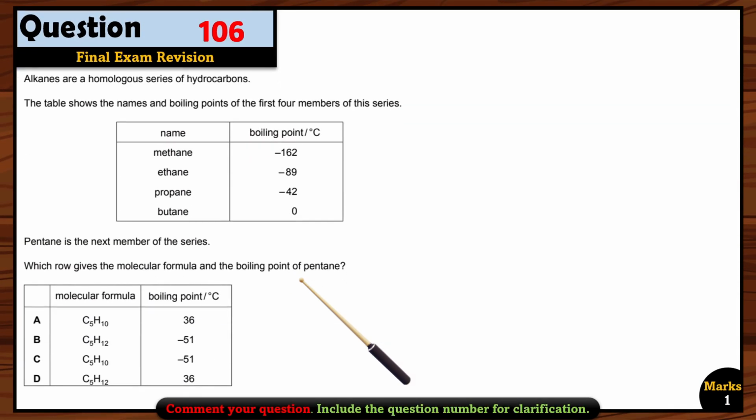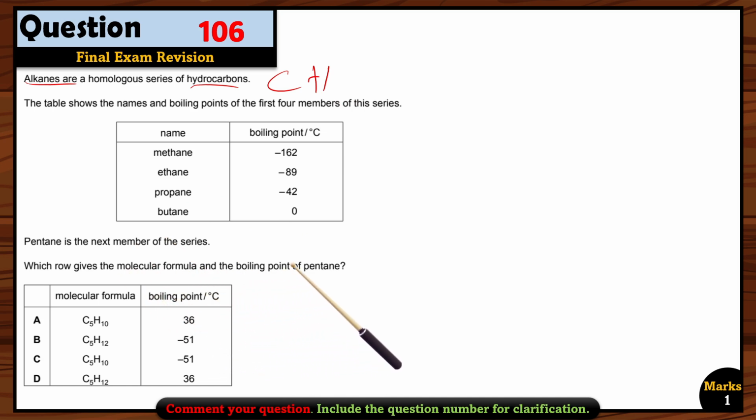Okay, let's see another question. Alkenes are homologous series of hydrocarbons. So these are the first group of the hydrocarbons, right? Hydrocarbon means they have only C and H in them. So these are some of the alkanes. Pentane is the next member of the series. Which row gives the molecular formula and the boiling point of pentane?